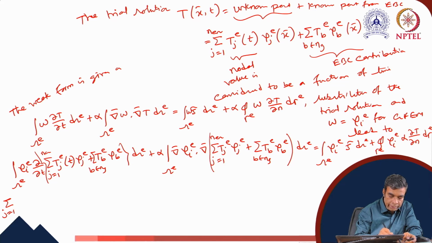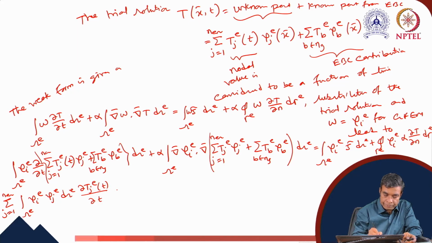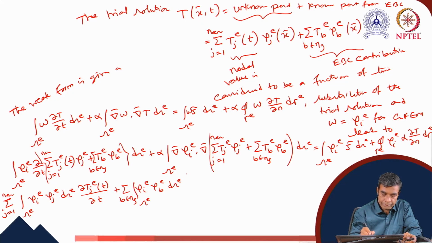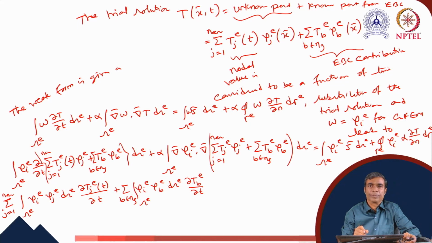This can be simplified as summation over j equals 1 to nen integration over omega e psi IE psi JE d omega e del TJE, a function of time, del t plus summation over B belongs to eta g psi IE integration over omega e psi BE d omega e del TBE del t. We are keeping this term as a general term.